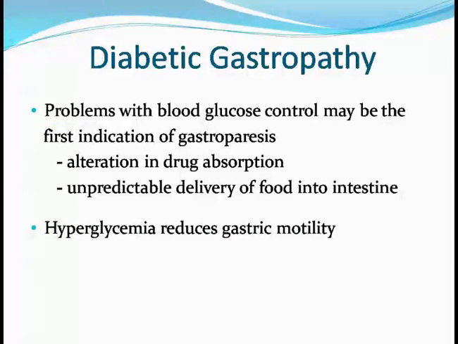Sometimes the problem with glucose control itself may be the first indication of gastroparesis. So a patient who was reasonably well controlled then becomes uncontrolled for no obvious reason, and one has to wonder whether the patient has developed gastropathy. And this occurs because of alteration in drug absorption and unpredictable delivery of food into the intestine.